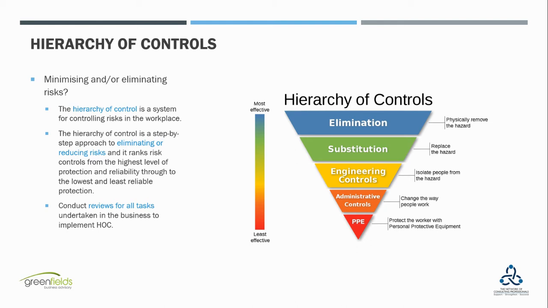So in our hierarchy of controls, for example, we can have elimination. Elimination may be the most effective. The best way to eliminate a hazard is to not introduce the hazard in the first place. For example, you can eliminate the risk of a fall from a height by doing the work at ground level.